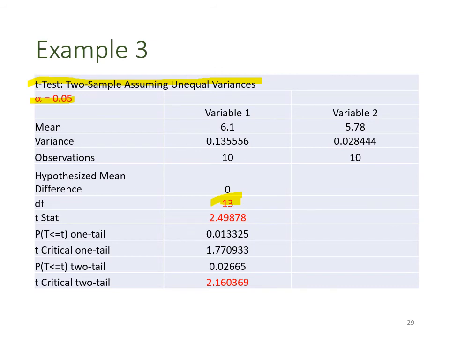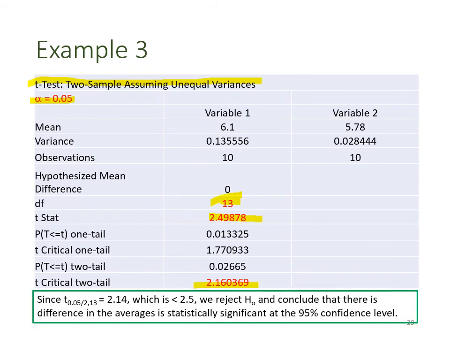And you can see that the t experimental is about 2.5, and the t critical is 2.16. It's exactly the same that we calculated before. Again, you see that your experimental t-value is greater than the critical value, and again, we can make that same conclusion. We reject the null hypothesis, and we conclude that the difference in the averages is statistically significant at a 95% confidence level.